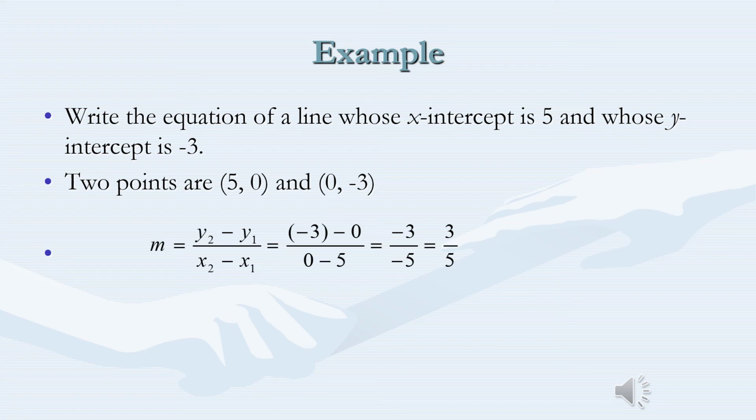Now I take that slope and plug it into my point slope form using either one of the points. In this case, I'm going to use 5, 0. So I have y minus 0 equals 3/5 times the quantity x minus 5. I then, to put it into slope-intercept form, distributed the 3/5 to the x and the negative 5. Y minus 0 is simply just y.